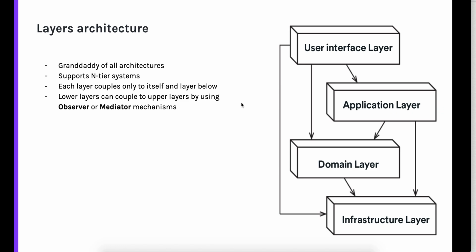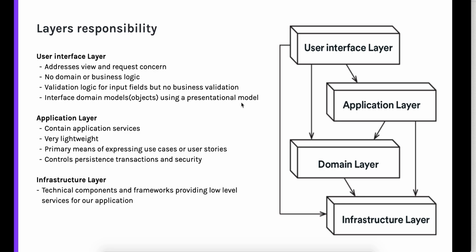Then you have an application layer, which is involved in sending the requests from the user interface into your core, the business logic of your software. And then there is an infrastructure layer. Let me walk through what they mean. The user interface layer addresses view and request concerns, right? If you're writing a front-end application, that becomes your view. But if you're doing a backend application where you get REST APIs or any kind of API, that's where you get your API.